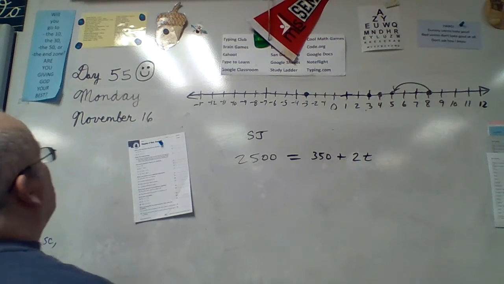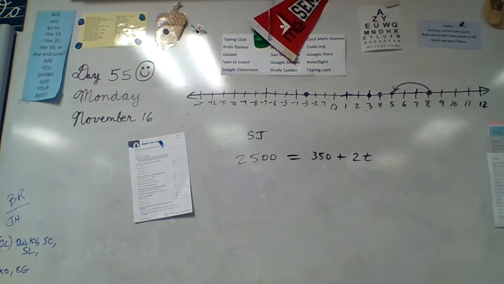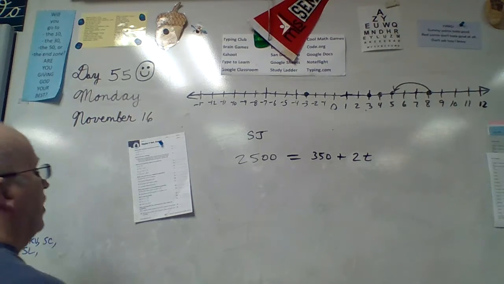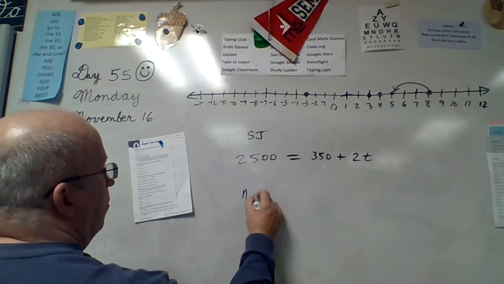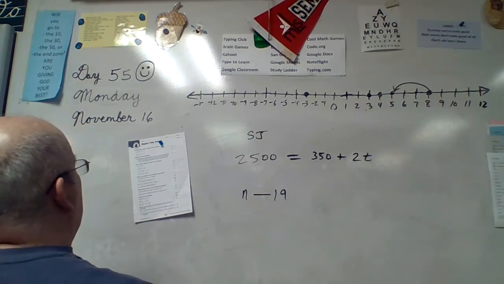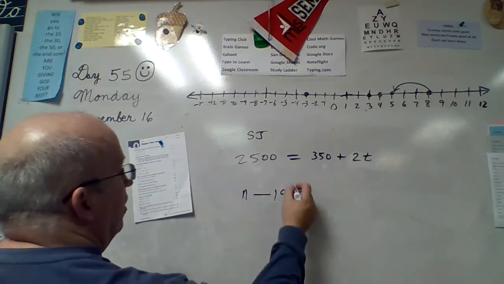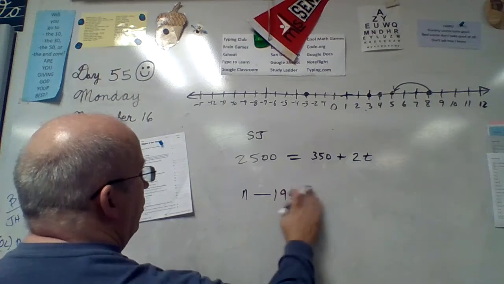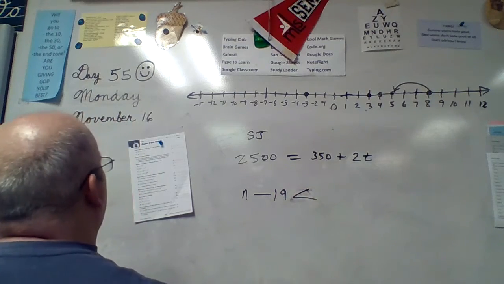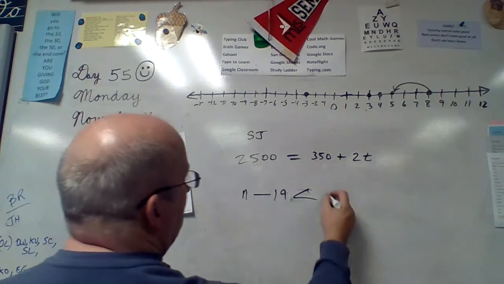When you jump down to about number 17, do you know what to do with the phrase less than in number 17? Remember flipping things? A number minus 19 is less than, oh, no, that's the greater than symbol, is less than negative 28.